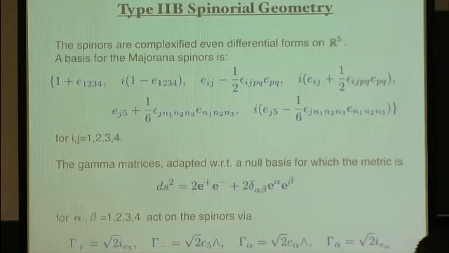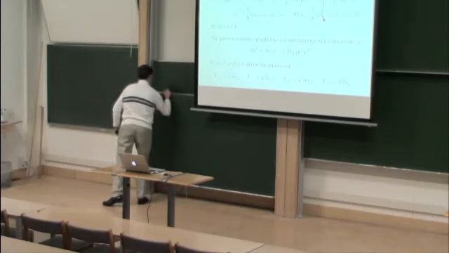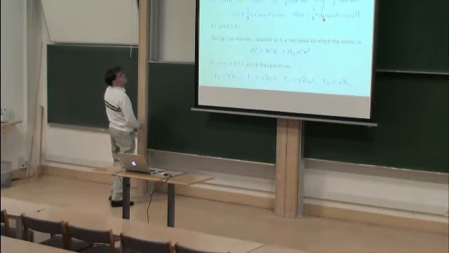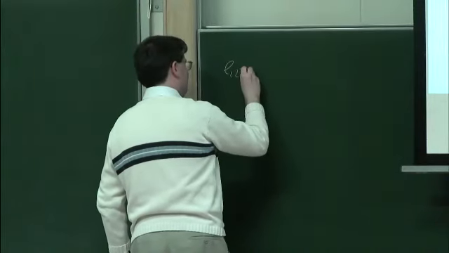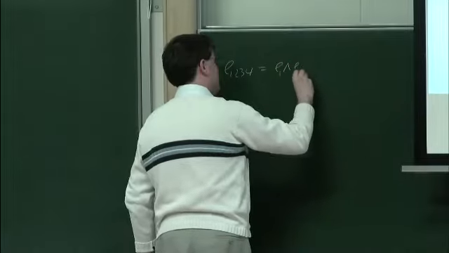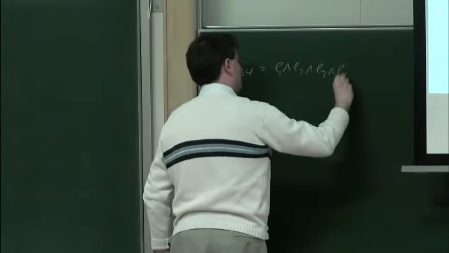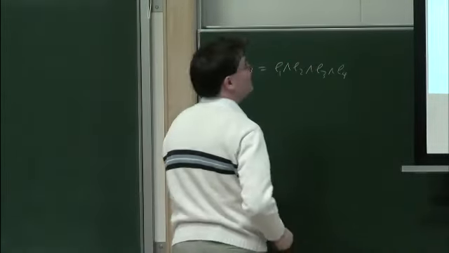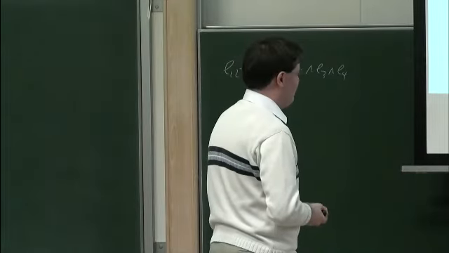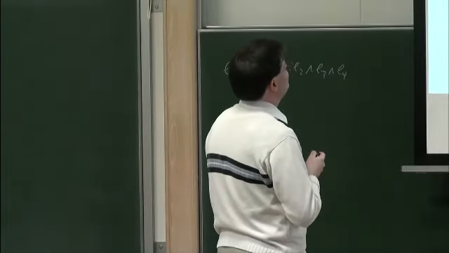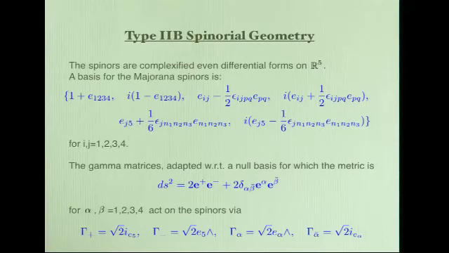So we have the way they're written here. E1, 2, 3, 4 is just E1 wedge E2 wedge E3 wedge E4. So that's a 4 form. And the spinors consist of formal sums of different degree forms. So this is 1 plus E1 wedge E2 wedge E3 wedge E4. This is i times 1 minus that. And then we have these combination of two forms here and these two forms here.